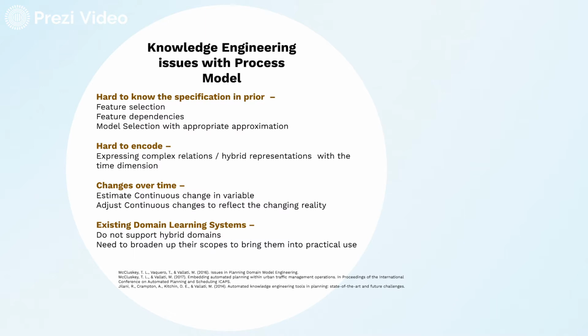Although hybrid domain has the potential to model real-time systems, it raises some issues during the creation of domain models with process knowledge. For instance, it is hard to know the specification in advance, like feature selection, their dependencies, and model selection with appropriate approximation. Besides, the process knowledge may need to change over time, which makes it difficult to keep the domain up to date by hand. In that case, it will be better if they are automatically learned and adjusted in the system. Besides, the existing domain learning systems do not support hybrid domains.